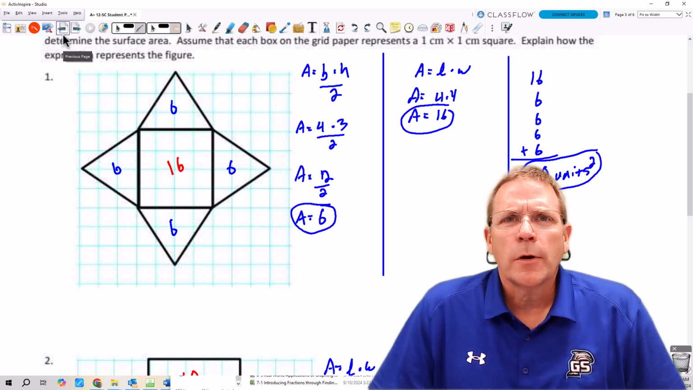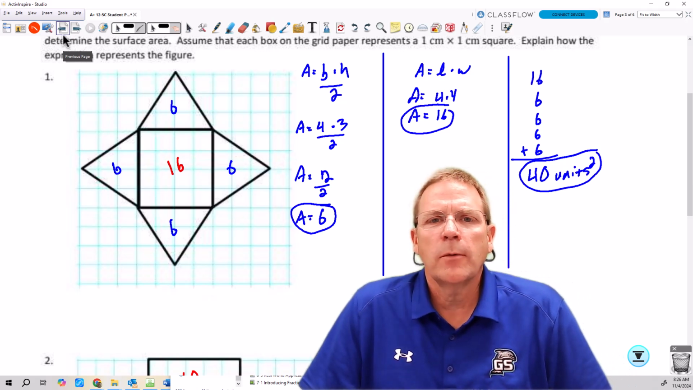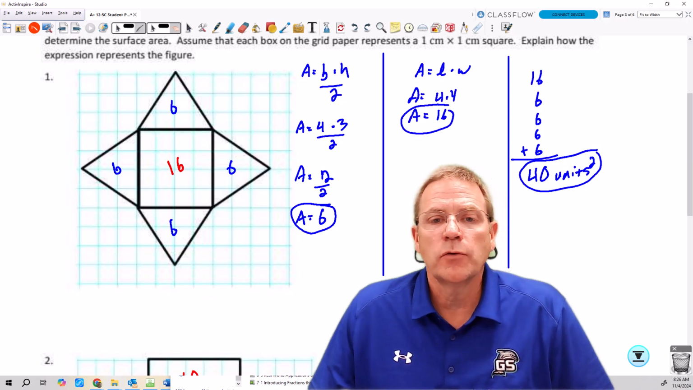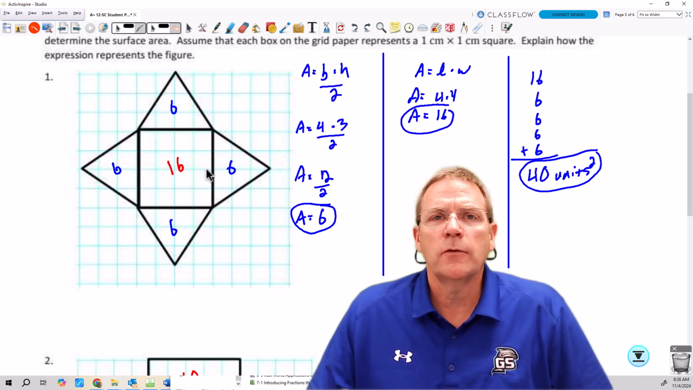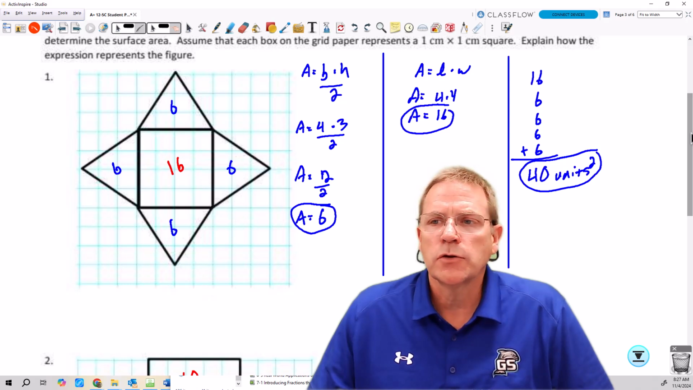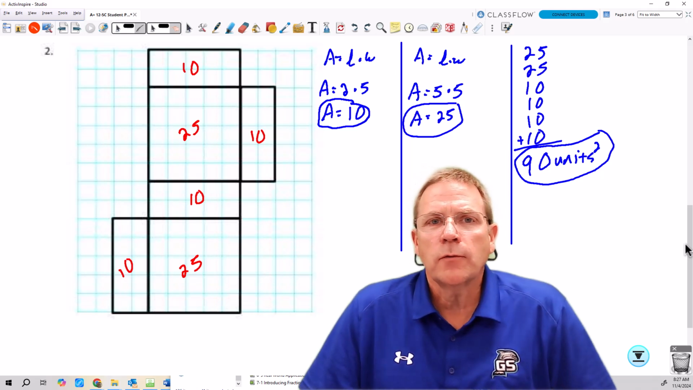So how'd that end up working out for you? For question number 1, I had 4 triangles that were all the same size and 1 square. So I found the area of each of my triangles, which was 6. I found the area of my square, which is 16. Writing those numbers into the spaces as I go, I added them up to get a total of 40 units squared.